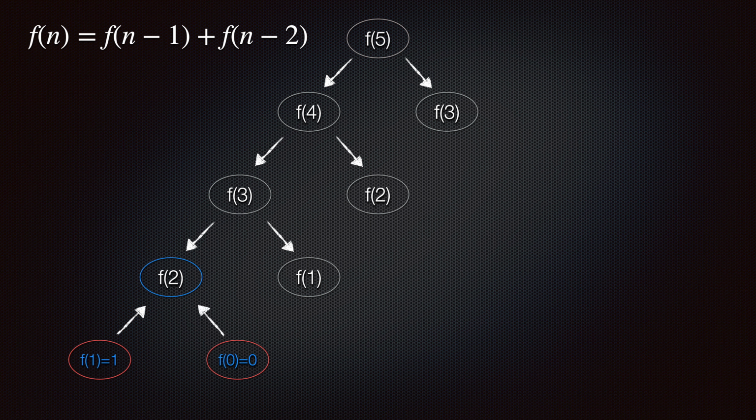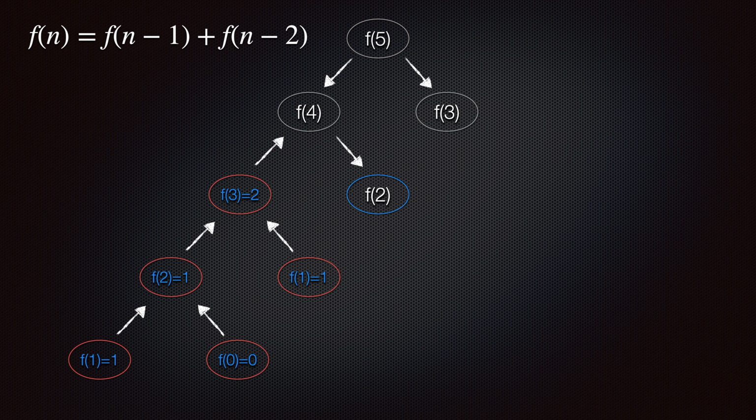1 plus 0 is our f2, and we return that back up the tree. And we can now work on the other f1 for our f3. f1 is our base case, and we'll just return a 1 back up the tree. Now we have everything we need for f3. f3 is 1 plus 1 and is now 2. We can pass the results of f3 back up to f4 and work on f2.